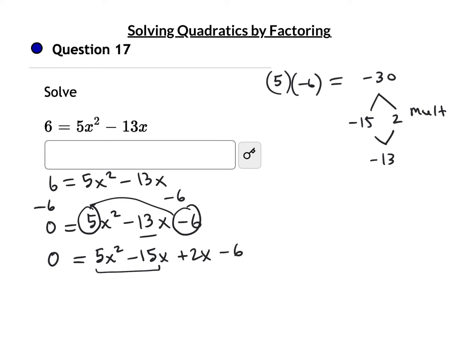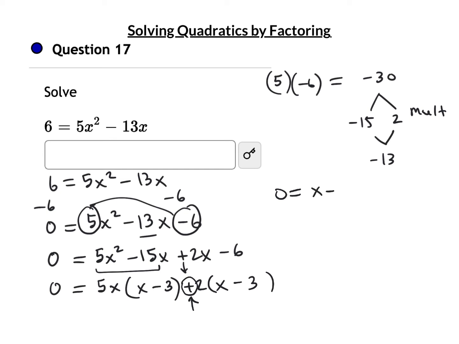The first two have a 5x in them, and that's x minus 3. The last two have a 2 in them. Positive 2 times x is 2x, and positive 2 times negative 3 is negative 6. Now I have two terms separated by this addition. Both have x minus 3 in them. This becomes 0 equals x minus 3 times 5x plus 2.